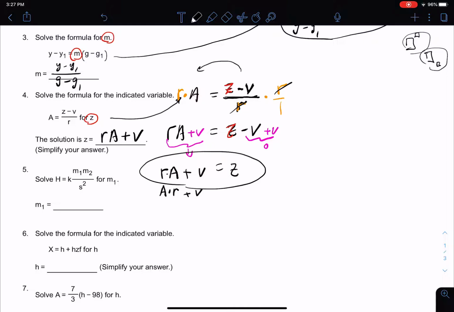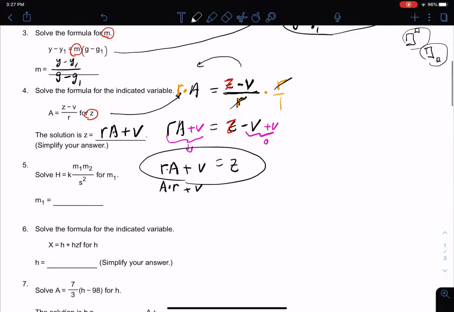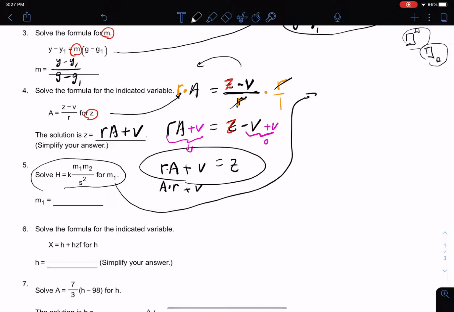Okay, next problem, number 5. Now this gets a little tougher. Let's take number 5 and let's rewrite it up here for space. This is number 5. Number 5 says H equals K times M sub 1 times M sub 2 divided by S squared.